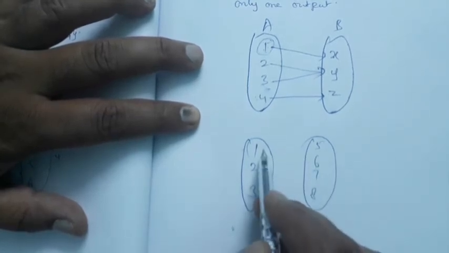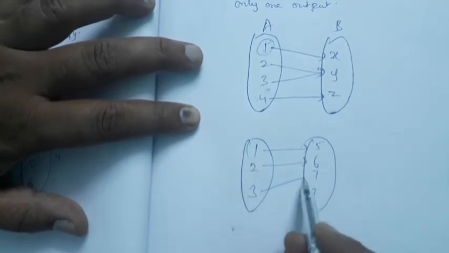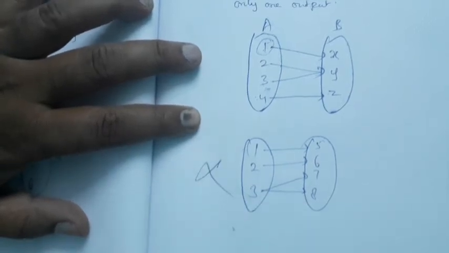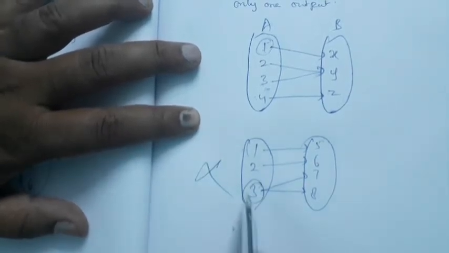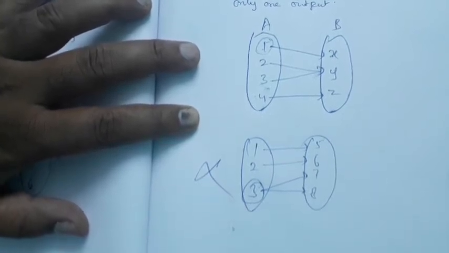Let me take like this. See, 1 is mapped with 5, 2 is mapped with 6, 3 is mapped with 7, 3 is mapped with 8. It is not possible. This is not a function, because this element 3 has got two outputs. One output is 7, another output is 8. Clear with the idea?